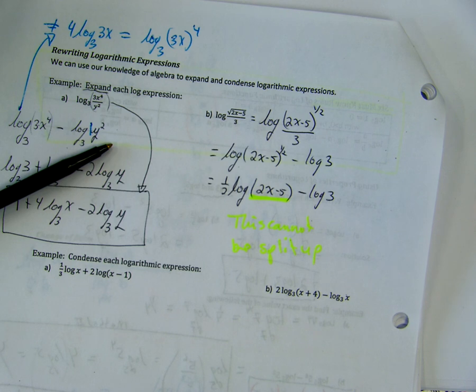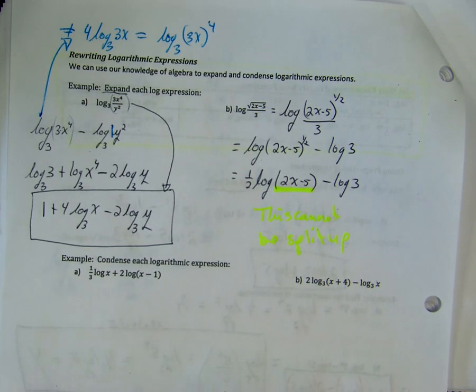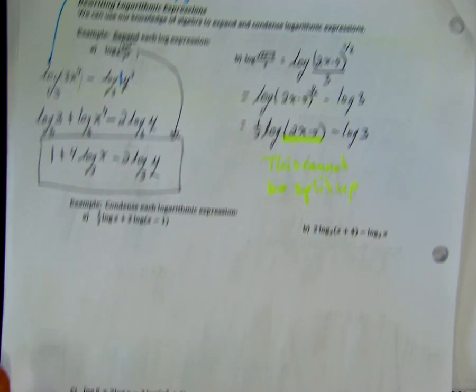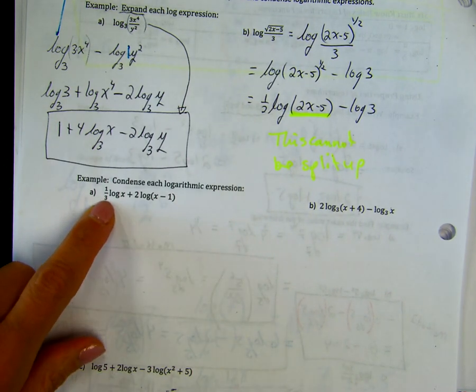Remember, your log law says when you divide inside, you subtract outside. You have no log law about subtracting inside. So that's as simple as it gets. Okay, let's go in the opposite direction. Condense each log expression. So 1/3 log x plus 2 log x plus 1.